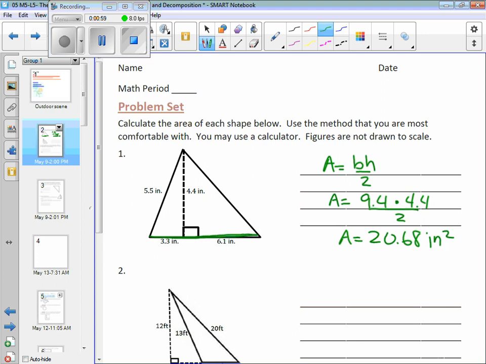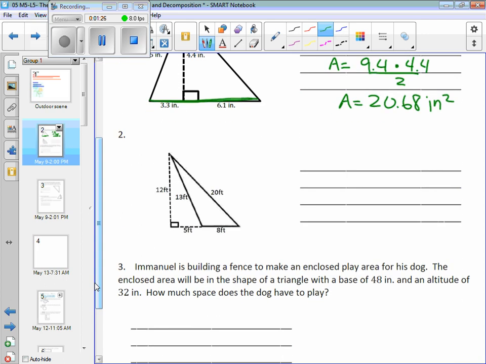Raise your hand if you got it right. Okay, let's do number 2. I got that right. I did half this time, so I got the same answer. That's fine. Yep. I kind of like this formula better because it just punches into the calculator easier. All right, number 2, same formula, A equals BH over 2.